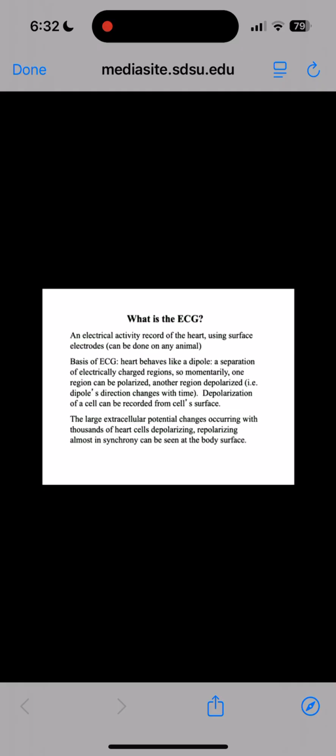So for the first thing, and I'll read mostly off this slide, an ECG is an electrical record of the entire heart using surface electrodes, and this can be done on any animal. I showed you this with the frog in the videos in the other lab, okay? Now, the basis of an ECG is that the heart behaves like a dipole, and that is a separation of electrically charged regions. Momentarily, one region can be polarized while another region is depolarized, and so the dipole's direction spreads and changes with time, okay?